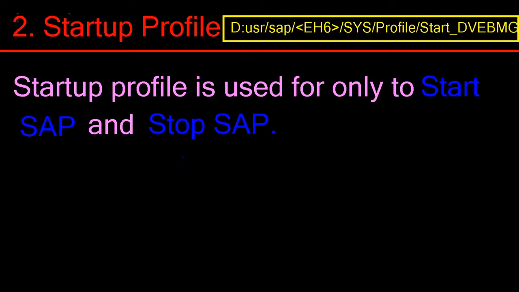We already discussed that point. Okay, so this is mandatory. The startup profile is mandatory for start and stop also. So the startup profile is only for start SAP and stop SAP. At the time of start, it checks whether the profile exists or not. At the time of stop, it also checks whether the profile exists or not. If the profile is not there, SAP is not able to start. So this is very, very important.